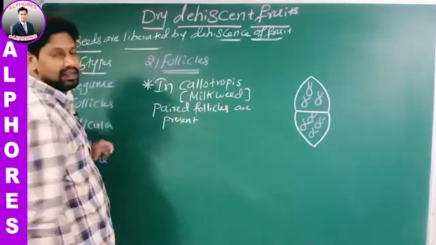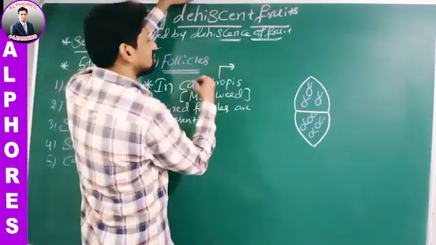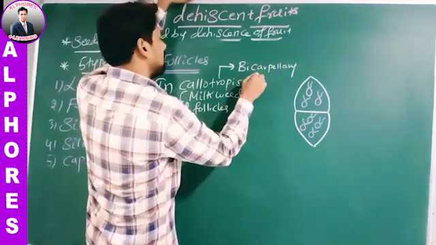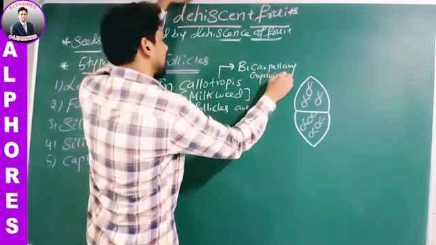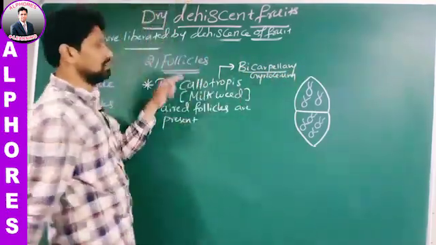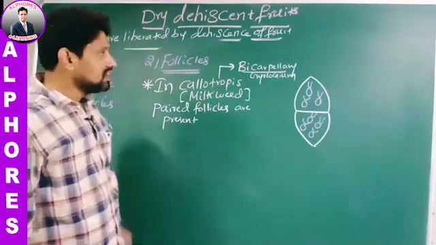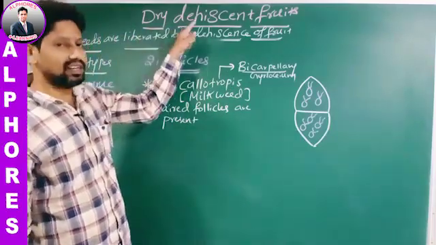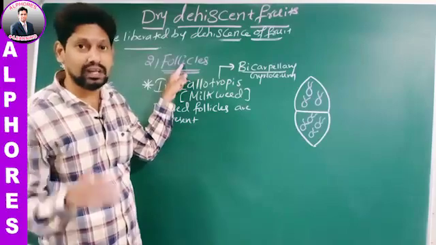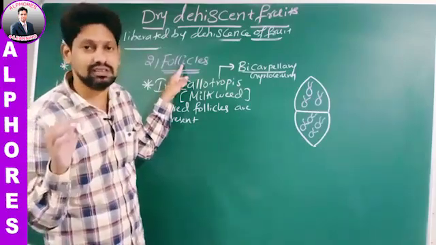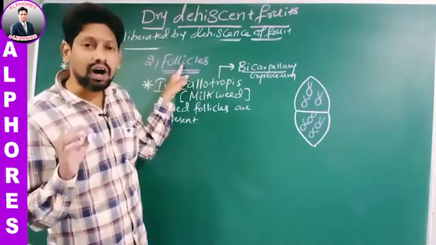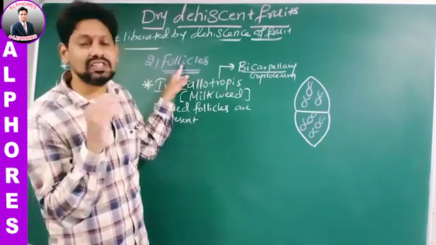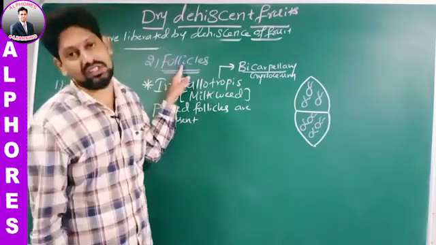Sir, in case of Calotropis, the gynoecium is bicarpellary. It means the gynoecium has how many carpels? Two carpels, bicarpellary gynoecium. Follicle is a type of dry dehiscent fruit. It means at maturity the fruit has to dehisce. Follicles dehisce vertically on the ventral suture from apex to base.